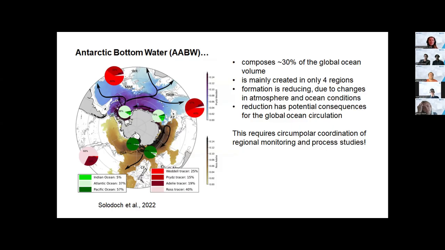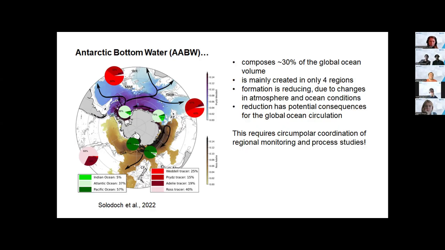So the Weddell Sea and the Ross Sea, these cold shelves are the major formation sites for the dense shelf waters. And then there are two minor regions, the Adelie Coast and the Fritz Bay region. So it's very limited in space, despite the importance. What is known is that the formation of the Antarctic bottom water is reducing due to global warming, due to changes in the atmosphere and the ocean. And this reduction then has potential consequences for the global ocean circulation.